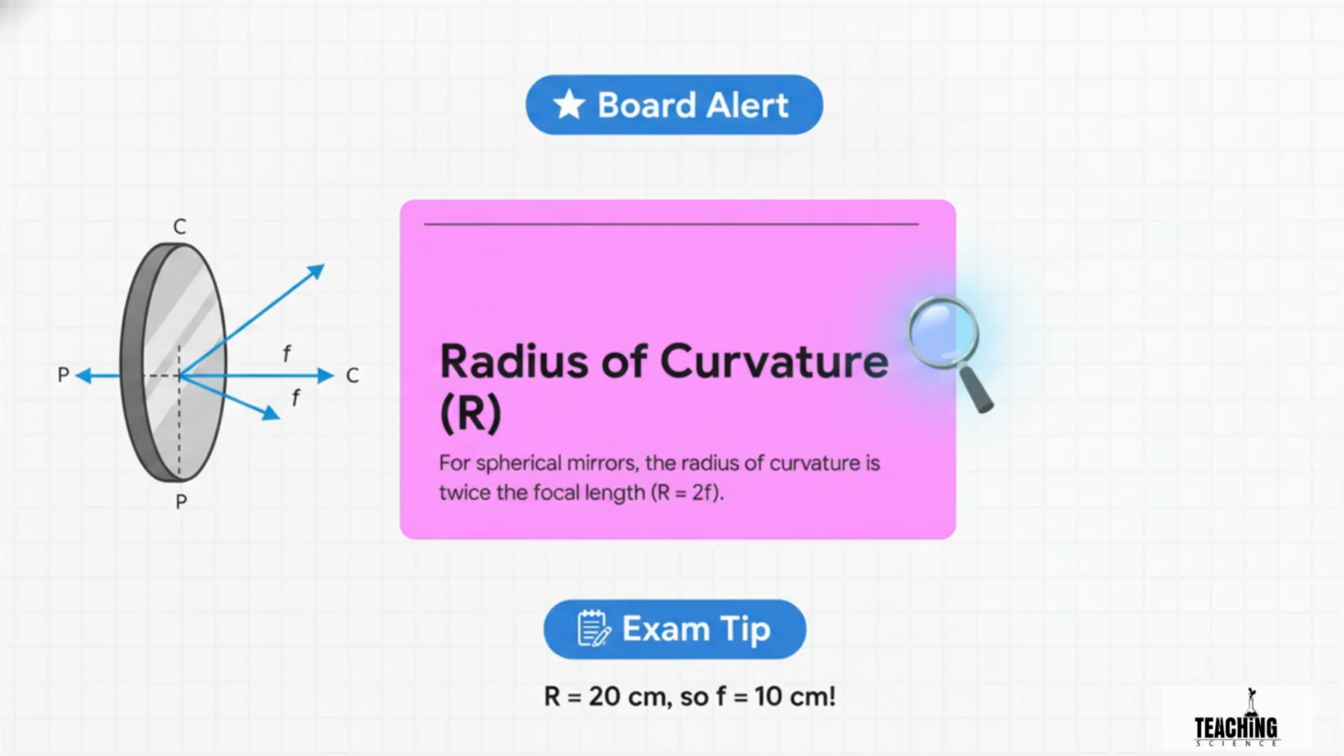Here is a quick exam tip for you. If a one-mark question tells you the radius of curvature is 20 centimeters, you can instantly calculate that the focal length is half of that, which is 10 centimeters. Easy, right?